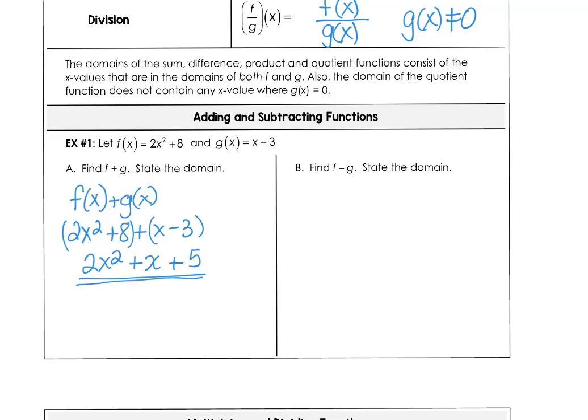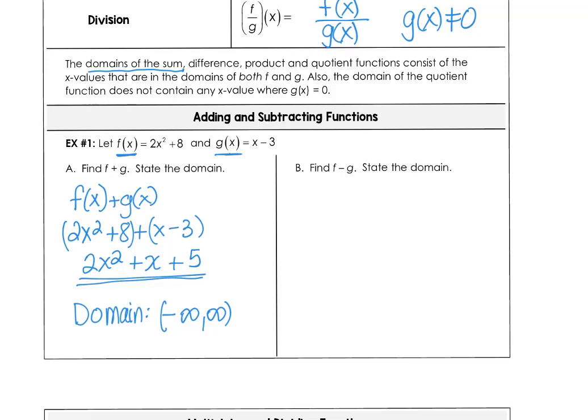Now let's go back and talk about the domain of the sum. Since both f of x and g of x are a linear function and a quadratic function, the domain is all reals on both of those. So we are going to have the domain on the composition also be all real numbers.